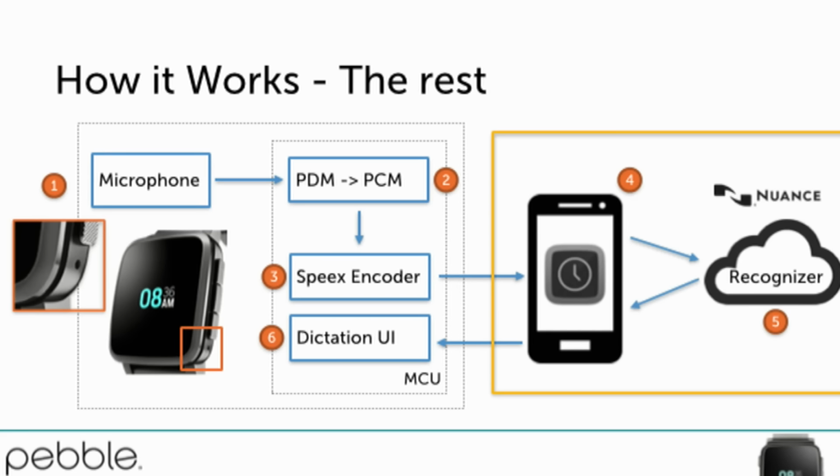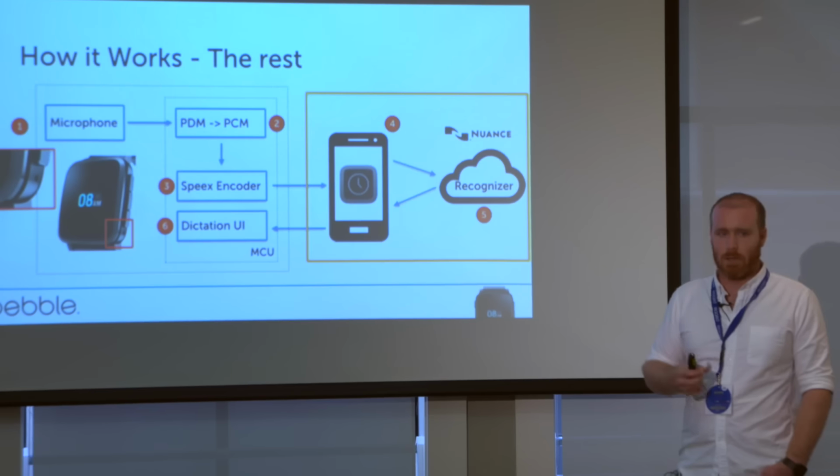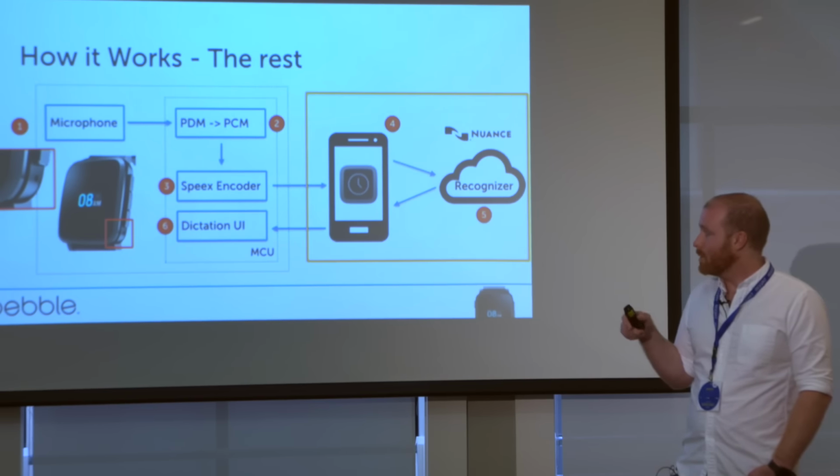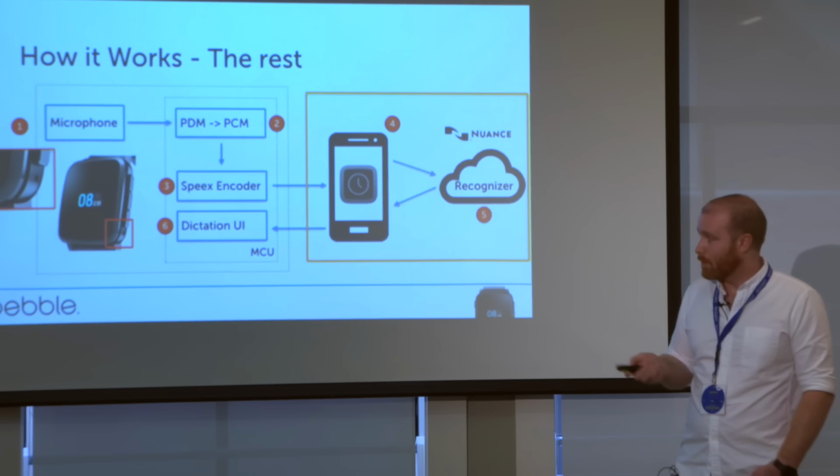Right, the last part is that we forward the data to the phone, which then packages it up and makes a connection to our cloud recognizer. And the cloud recognizer that we use is Nuance. They've been around for a while. If you've used the Dragon virtual assistant or Siri, they were behind those technologies. The recognizer then returns us text, and we show it in the UI. Pretty simple.